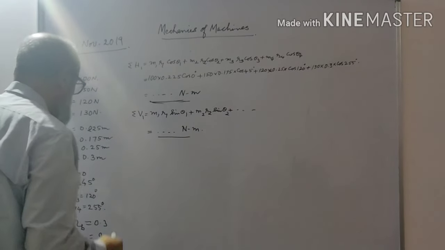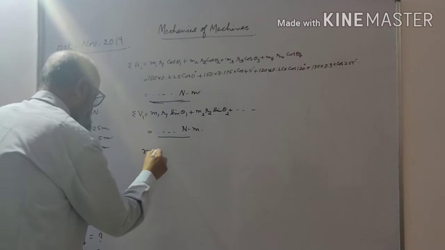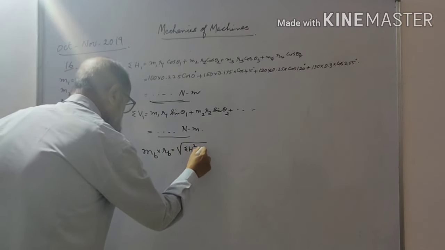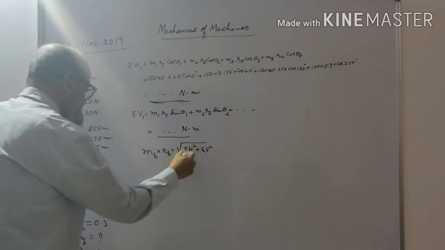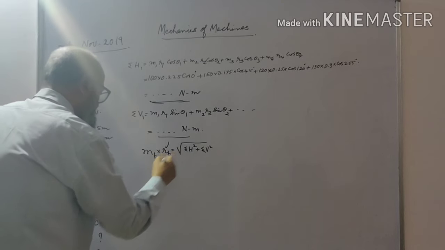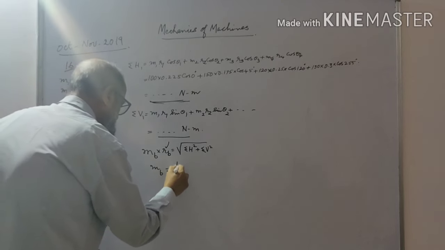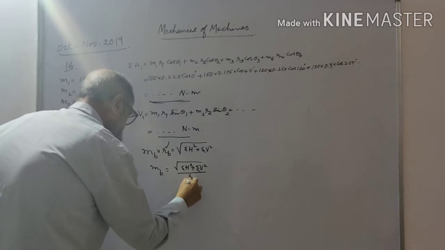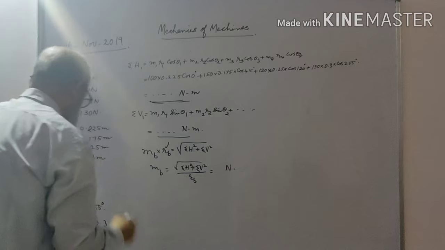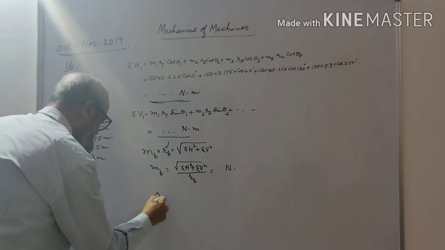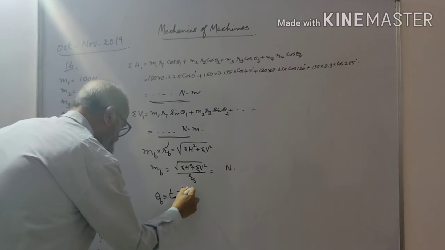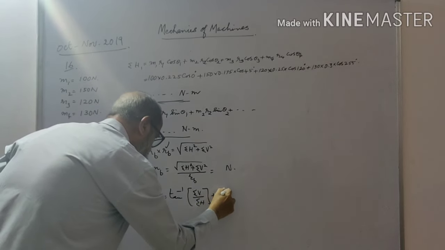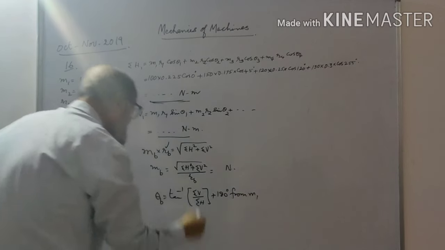Then MB, the mass of the balancing mass into its radius, is equal to root of sigma H square plus sigma V square. We have calculated sigma H and sigma V. Substitute here. So MB will be equal to whatever value you get by squaring and taking the square root, divided by RB, which gives you the mass in newton. And theta B will be equal to tan inverse of sigma V by sigma H plus 180 degrees from M1. This is the formula.